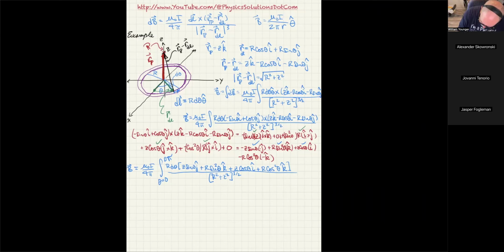But that's also something that you can see from the symmetry of it. Just from the symmetry of it, if you look at the point that I have right now, according to where my dl vector is, that's going to have an x component that's in the negative direction.